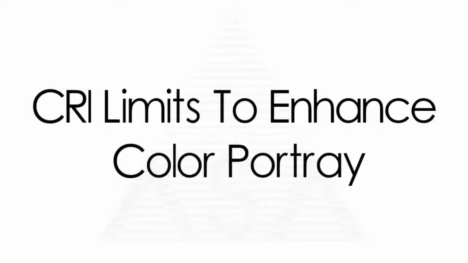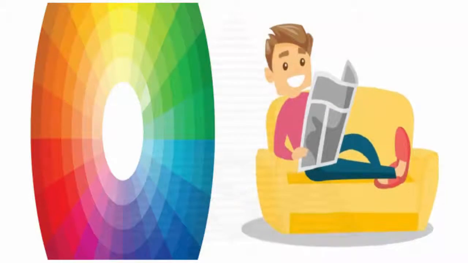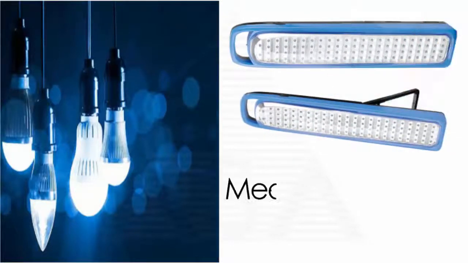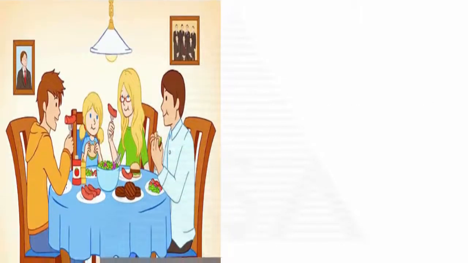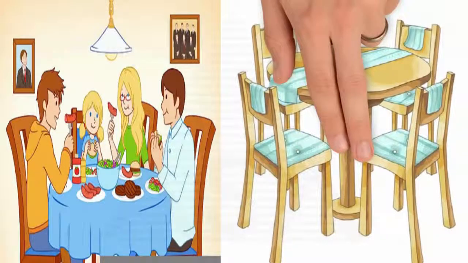CRI limits to enhance color portrayal. To accurately portray colors in the space and enhance occupant comfort, all electric lights, except decorative fixtures, emergency lights, and other special purpose lighting, meet the following conditions. Dining area support. A focused eating leads to a reduction in eating, so the eating spaces should contain the following.